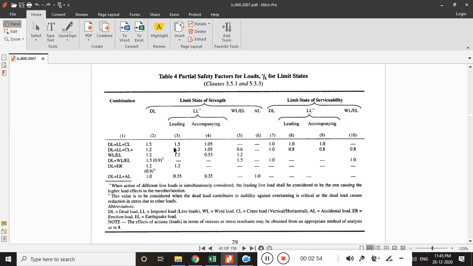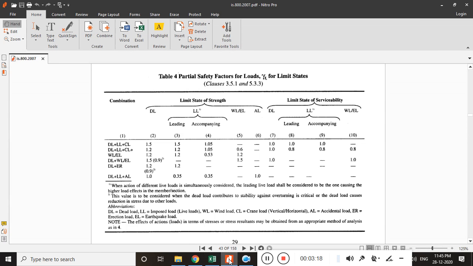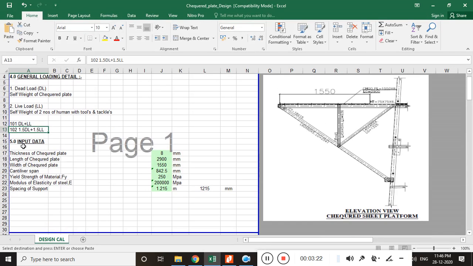There is a factor of 1 for dead load and a factor of 1 for live load. Okay, for the limit state of strength, it is 1.5 for dead load and 1.5 for live load, according to which we have considered these factors. So this is the limit state of serviceability, and this is the limit state of strength.